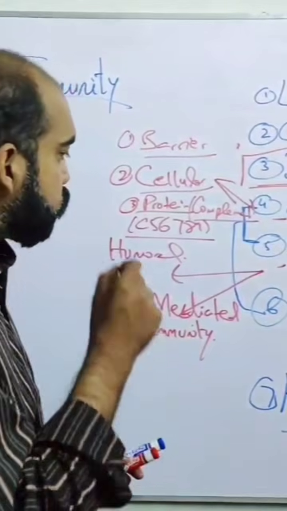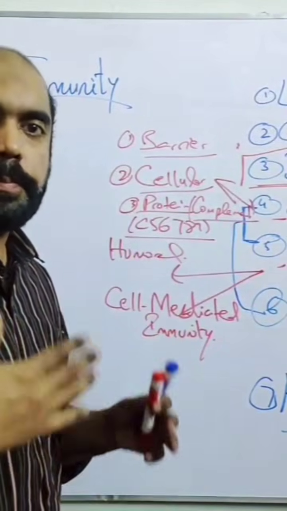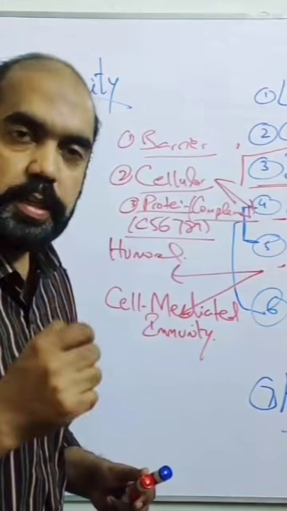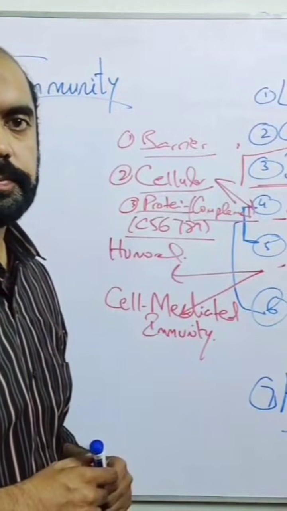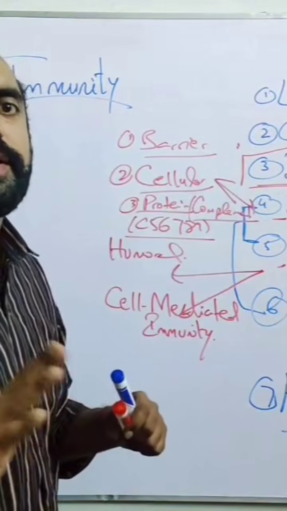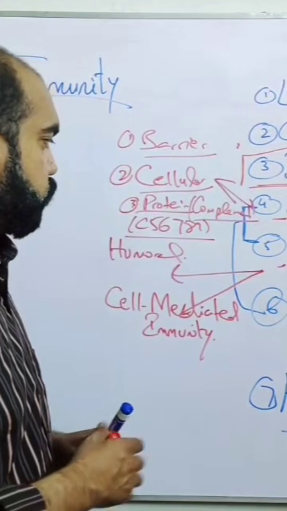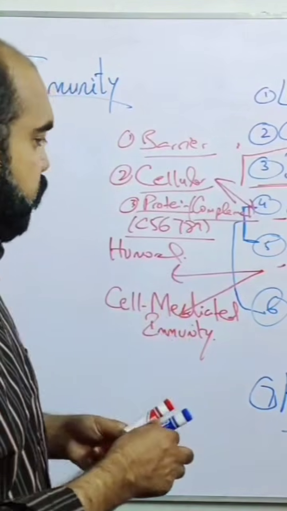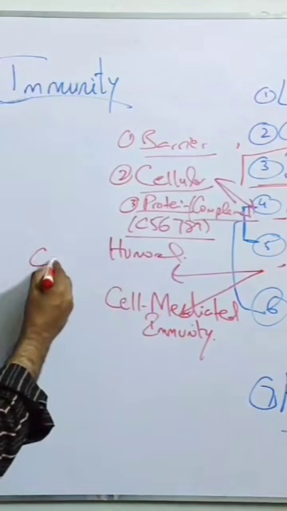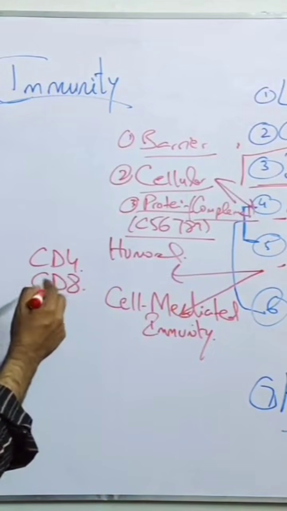So these cytotoxic T lymphocytes help the body to get rid of virus-infected cells, as well as certain cancer cells. So they do not require any antibodies for such actions. So they play an important role in cell-mediated immunity. So now CD4, it's helper T lymphocytes. CD8, it's cytotoxic T lymphocytes.